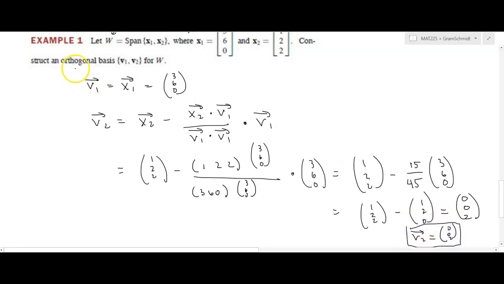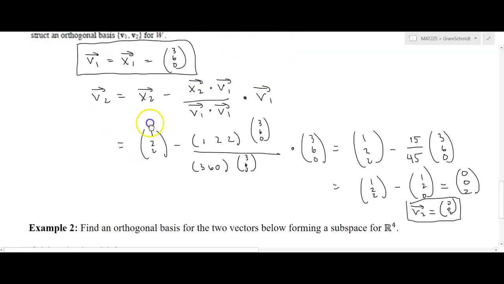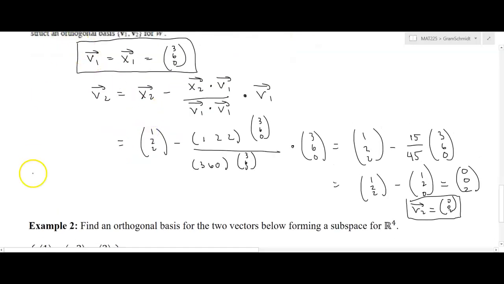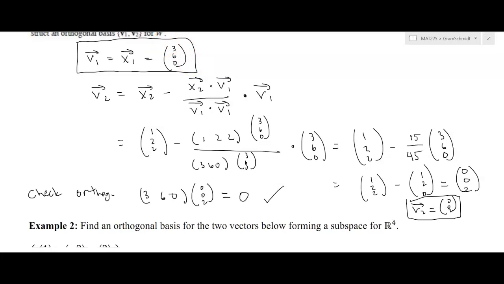So now I have v1 and v2, and hopefully we can see that these... it's going to be hard to see that they span the same space. We're going to have to just trust the mathematics we did, but we can check orthogonality. The way we would do that is just to take the dot product between (3, 6, 0) and (0, 0, 2), and you can see that we're going to have a lot of multiplications by 0, which tells me, in fact, that these two vectors are orthogonal.